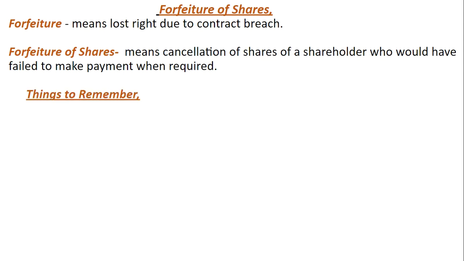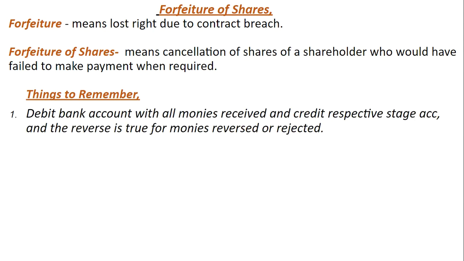Things to remember. These are the things that we have covered in the first lesson and second lesson, which we will also apply in this lesson. You will notice that forfeiture of shares accounting will cover all the things that we covered in the previous lessons. Always remember to debit bank account with all monies received and credit the respective stage account. Obviously, the reverse is true for monies reversed or rejected.